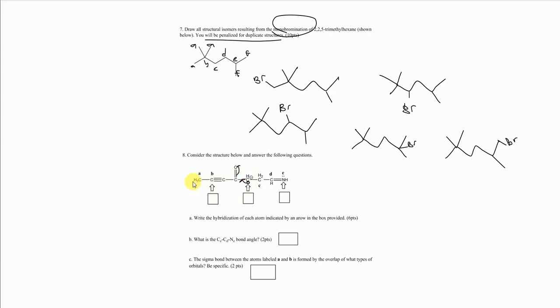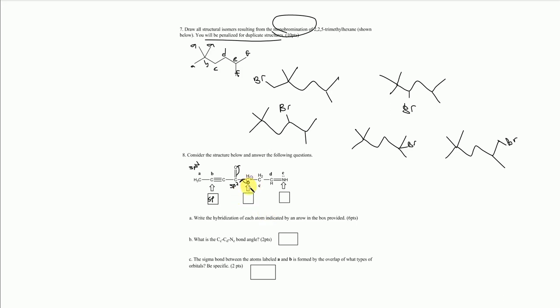So carbon A, I have 3 things on it, 4 things. So this is sp3. All right, this one right here has 1, 2 groups. So this is sp. This carbon here is also sp. This carbon right here is 1, 2, 3. So this is sp2.